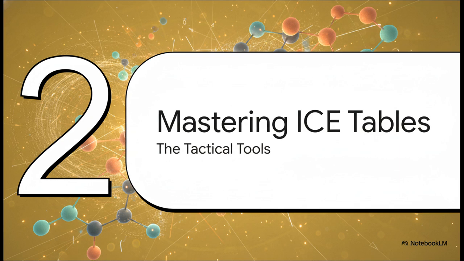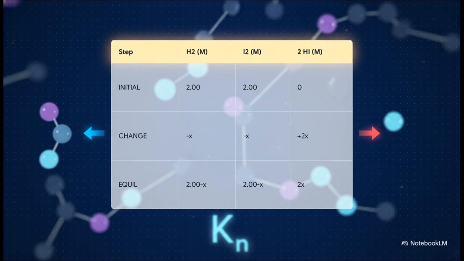Moving to Section 2, Mastering the ICE Table, the Tactical Tools. All right, welcome to your ultimate tactical tool, the ICE table. Initial, change, and equilibrium. Imagine we start out with 2.00 molar of hydrogen and iodine gas, and absolutely zero product. That's our initial row. As the battle kicks off, the reactants decrease by some unknown amount. Let's call it negative x. The product side, which has a coefficient of 2, gains positive 2x. That's the change. Add those rows up, and bam! Your equilibrium row hands you the exact algebraic expression you need to solve for that final balanced state.